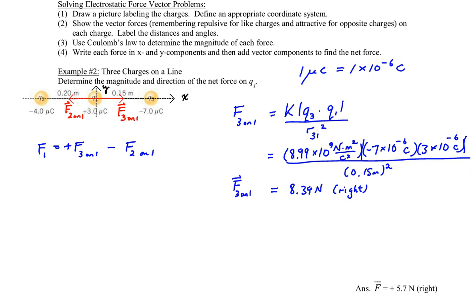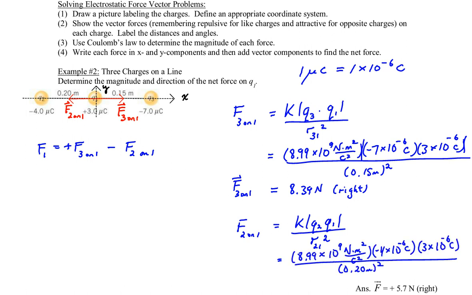So now let's do a similar thing for the force of 2 onto 1. So the force of 2 on 1 will be equal to K times the absolute value of Q2 and Q1, all over the distance between them, R21 quantity squared. Now let's substitute in, and we get the following expression, which leads to an answer of a force of 2.697 newtons to the left. And that's the force of 2 onto 1.